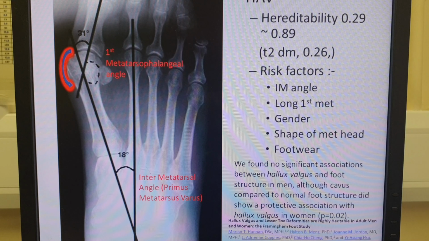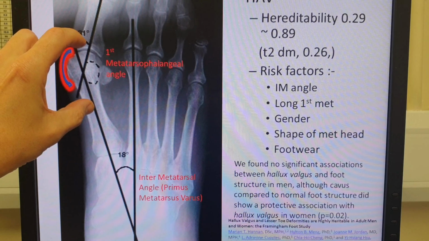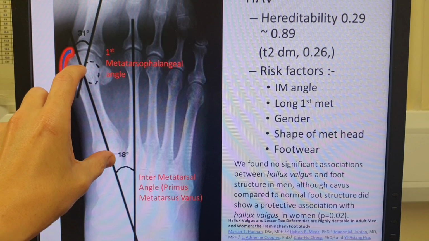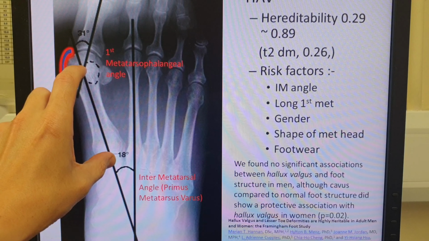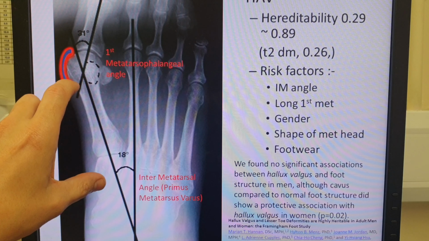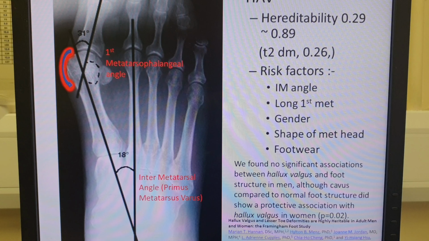But yeah, summing up on HAV, HAV is the angle at that joint there. It is most strongly predicted by the angle at that joint there. If you have a high IM angle, you're much more likely to have it. And the risk factors, bearing in mind that we cannot say these are causes, these are only risk factors, are IM angle, long first met, gender, being female, the shape of the met head, and the footwear. We cannot say, based on the evidence, that having a more pronated foot type predicts that you will have HAV, and if it doesn't predict it, if there's no association, then it's not reasonable to assume that it could be a cause.